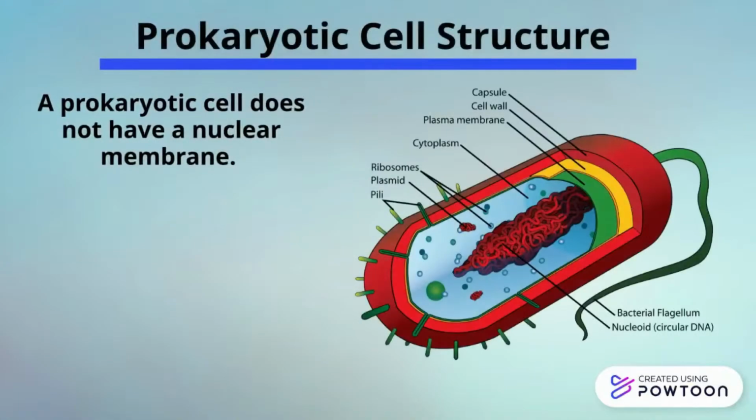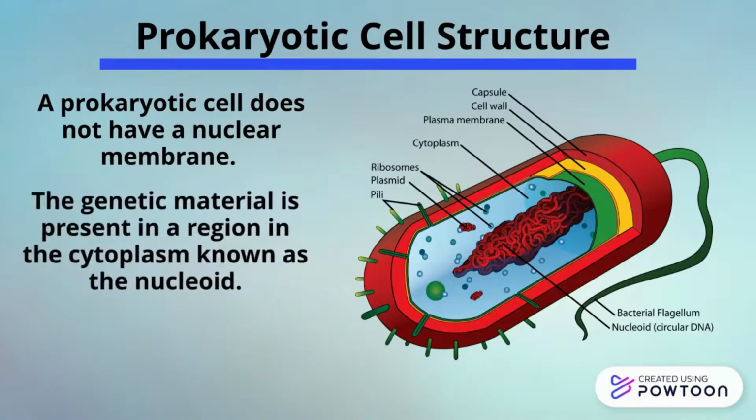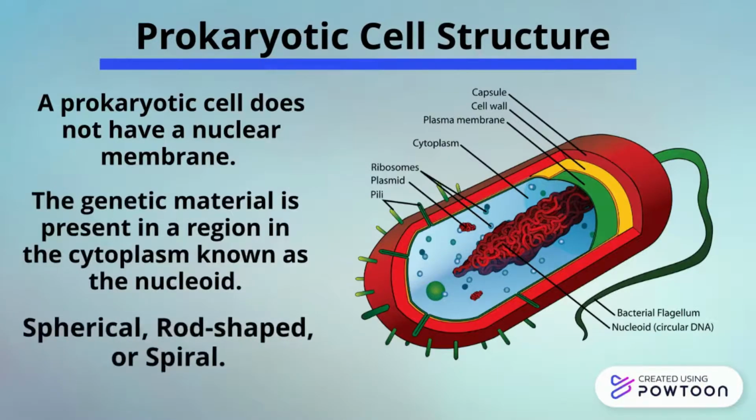Prokaryotic cells do not have a nuclear membrane. However, the genetic material is present in a region in the cytoplasm known as the nucleoid. They may be spherical, rod-shaped, or spiral. A prokaryotic cell structure is as follows.